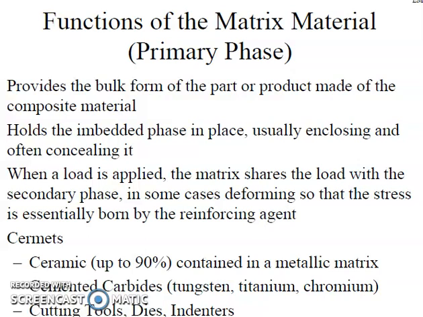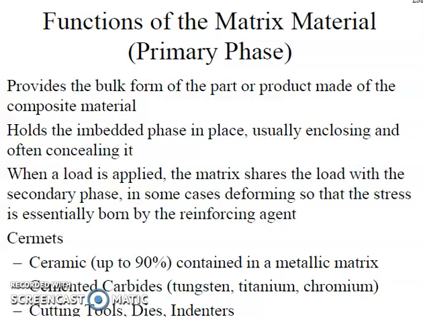As I said, a composite is made of two phases. The primary phase is a matrix material and the secondary phase is a reinforcement material. Now we'll see what functions this composite matrix material performs. This matrix material provides bulk form. It contributes a major portion of a composite. So a product made of composite material has a major portion of the composite matrix constituent.